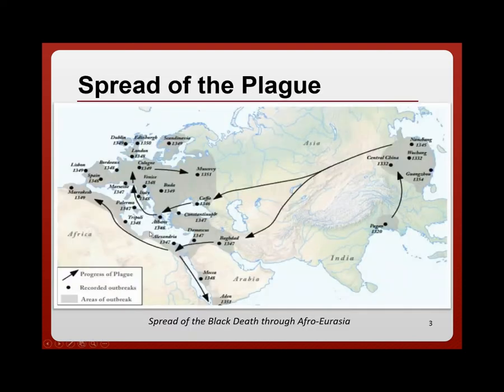The spread of the disease was pretty swift as well. It started, they believe, in China, and it traveled along trade routes. And during this time, trade routes were in full swing. You know, people were trading anything from spices and silks and materials and all sorts of goods. And they were trading along these routes and traveling all the way to Europe. And so that is how they believe the plague spread from Asia to Europe.